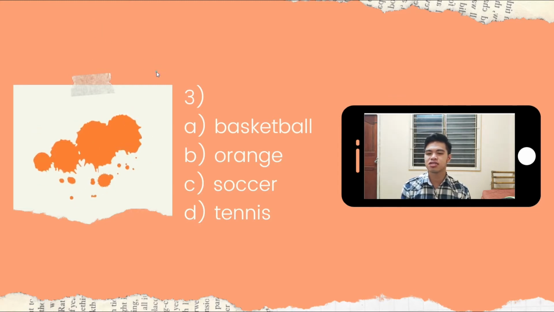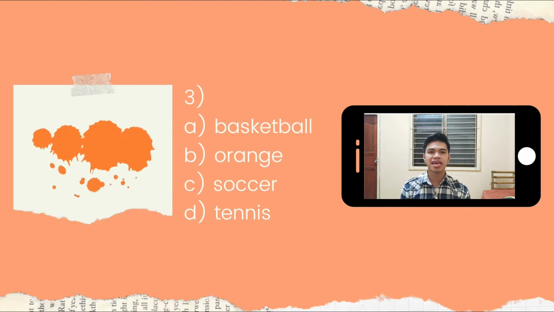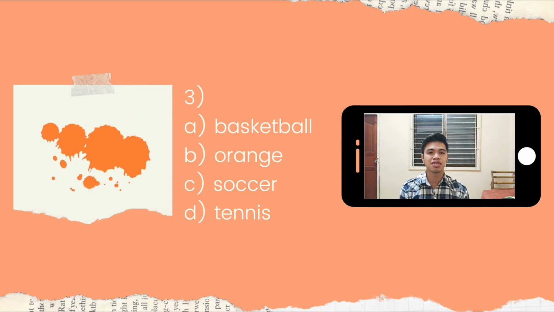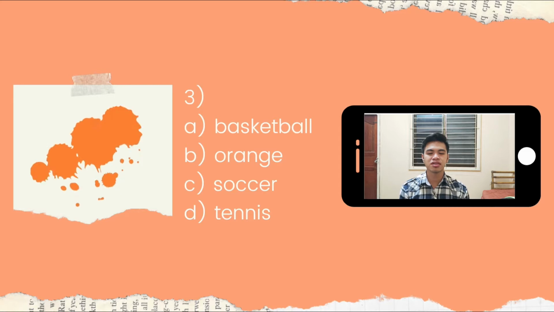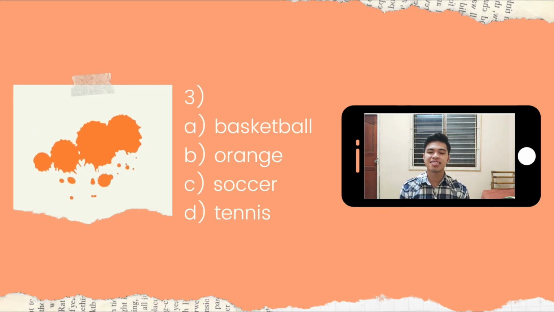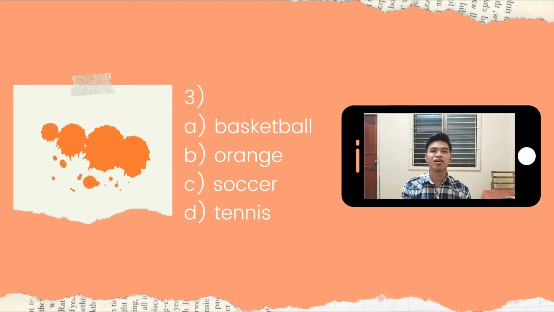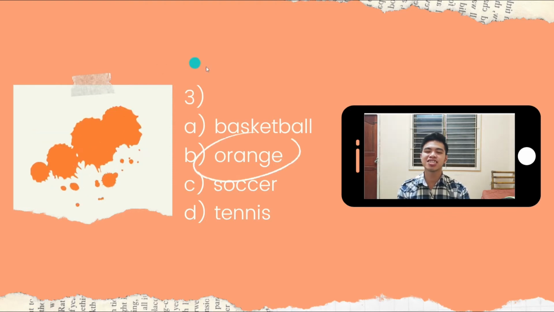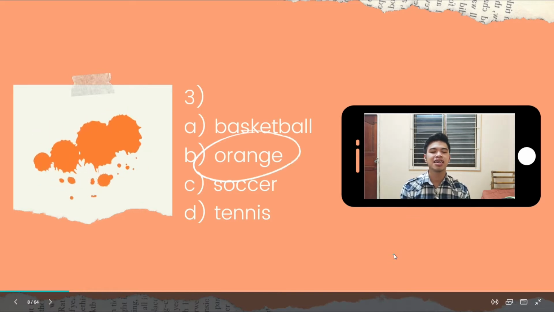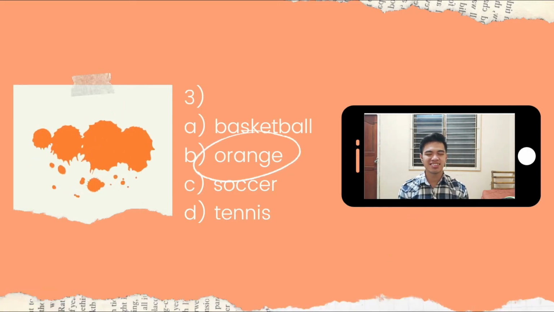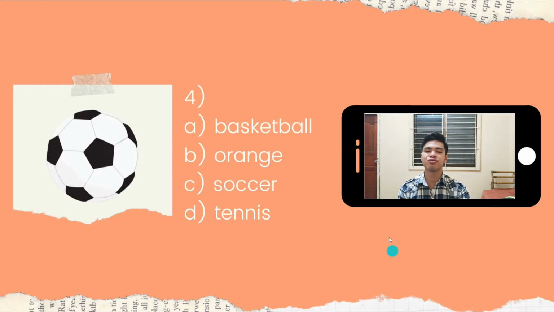Okay, so this is the number 3. What is this? Is it letter A, basketball, B, orange, C, soccer, or D, tennis? I'm gonna give you a clue. It's a color. Of course, it is orange, okay? The only color that we have here is orange. Okay, so let's go to number 4.